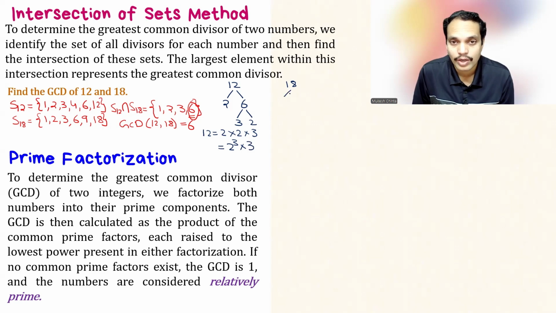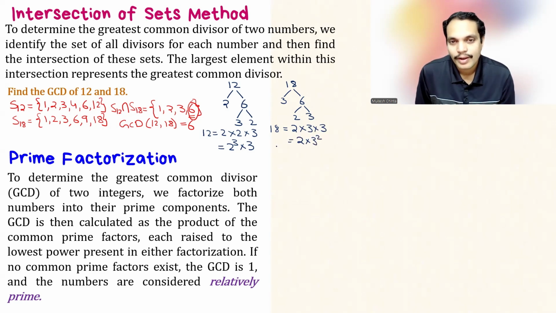Similarly, let me break down 18 also. 18 can be written as, tell me, 3 into 6, isn't it? Once again, 6 can be written as 2 into 3. These are all primes. So 18 can be written as 2 into 3 into 3, which is 2 into 3 square.